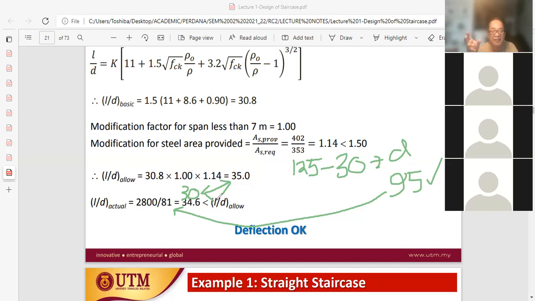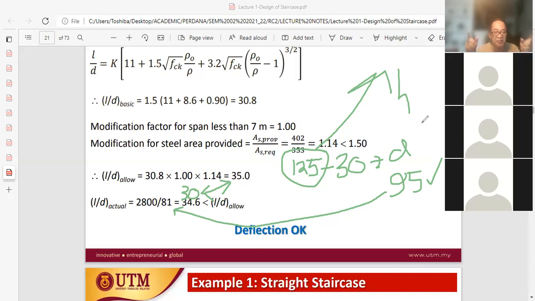30 compared dengan 35. This is obtained by using H125. I'm using H125. So this is what I mean when we are choosing certain dimension. Okay, kita gunakan fallback balik kepada deflection criteria. L over D 30 for staircases, for slab pun sama. But for slab, remember you have LX dengan LY.